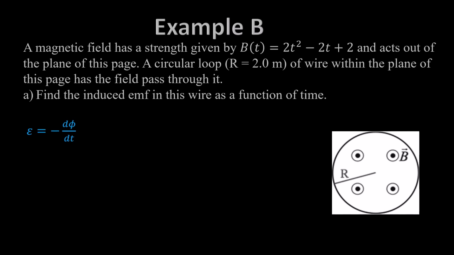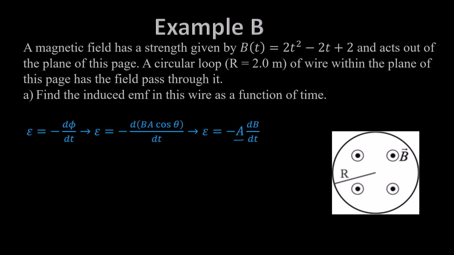So the induced EMF is negative d phi dt. And of course, phi for a field acting through a loop is BA cosine theta. That's our flux. Now, cosine theta, we don't have to worry about too much because the area vector of this loop would be in or out of the page, and B is going to be parallel to that, so there is no cosine theta to worry about. And then also, the area is constant.